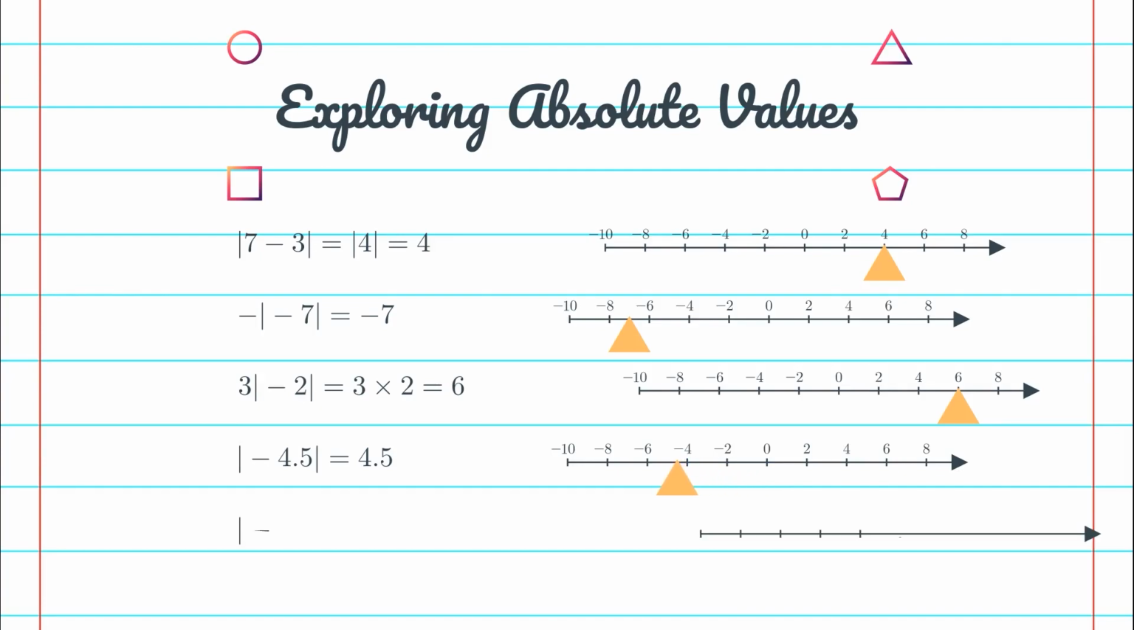Let's try one more. What is the absolute value of -3 - 7? Now give it a pause and try to solve it on your own. Again, because there are operations inside the absolute value bars, we should solve the operations first. After solving the operations, we get -10, and the absolute value of -10 is 10.